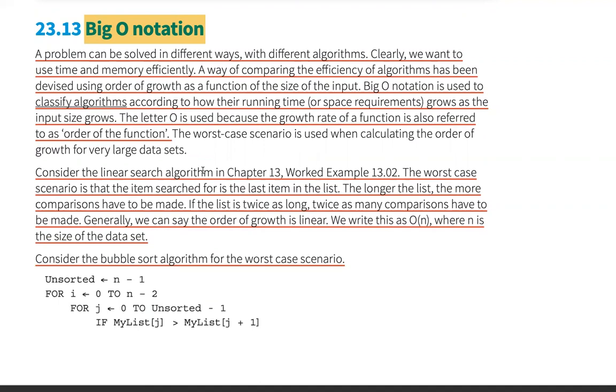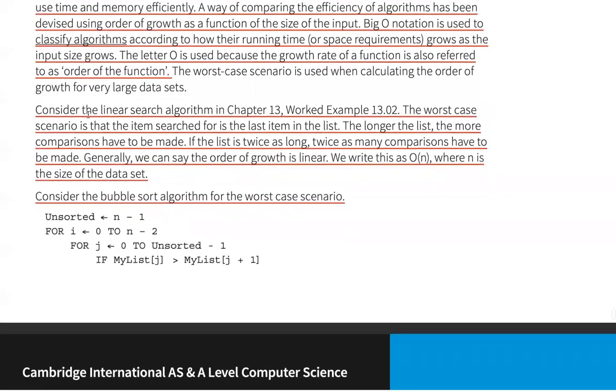So to calculate the actual limits, the maximum time and space requirements of any algorithm, we will be considering the worst case scenario. Considering the linear search algorithm, which we discovered in paper 2, chapter 13, the worst case scenario is that the item searched is the last item in the list. Best case scenario is obviously the first item. Its average case is somewhere in between. But the worst case is that it's at the very end.